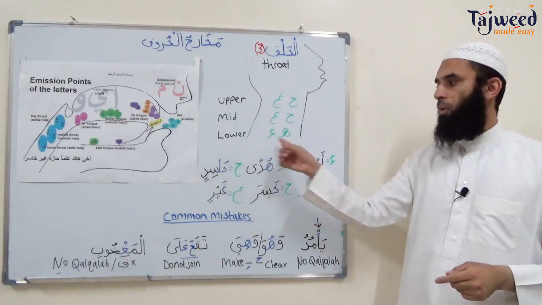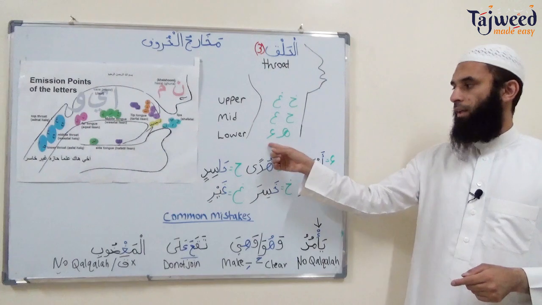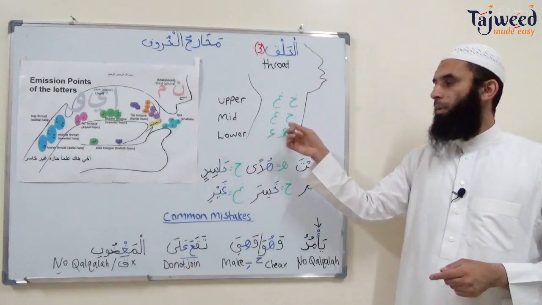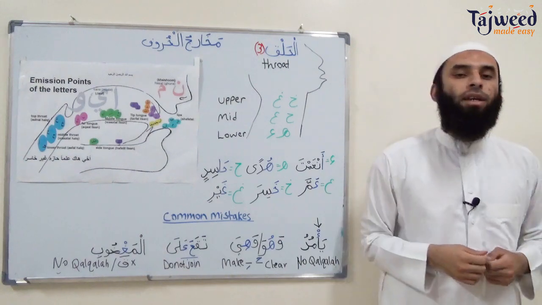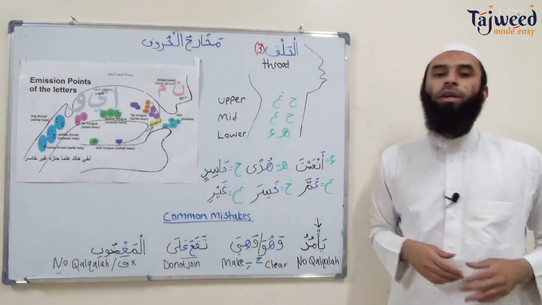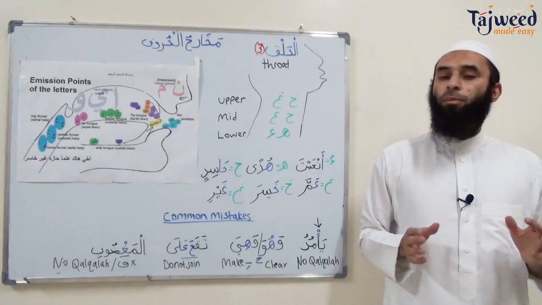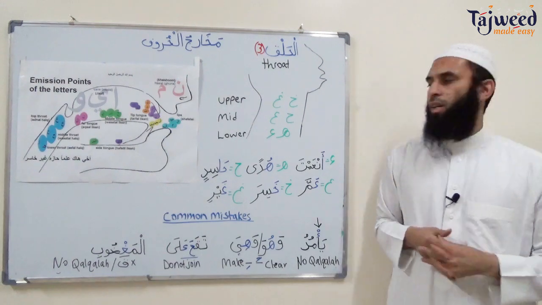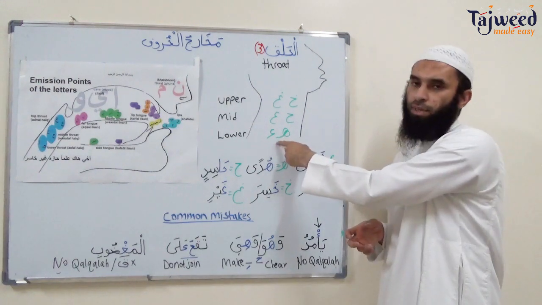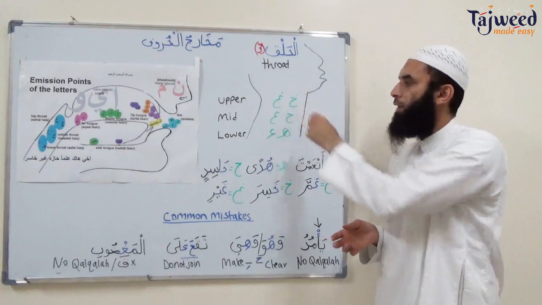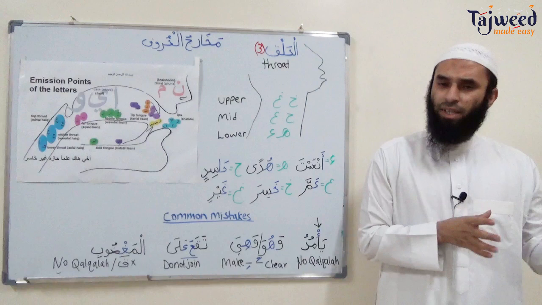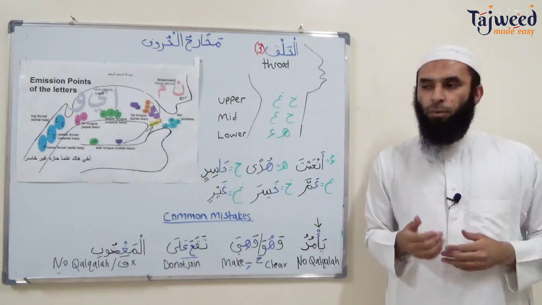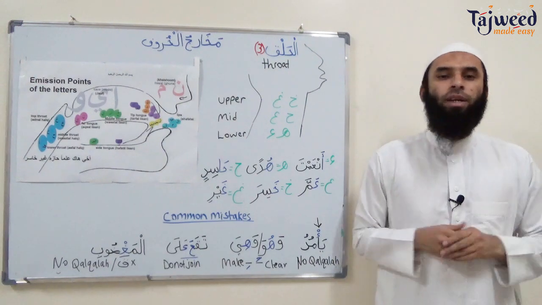Number 1, in the lower part, hamza and ha. Number 2, in the middle part of the throat, ha and ayn. Number 3, in the upper part, kha and ghain. These 6 letters, throat letters, are very uncommon in many languages. In the English language, there's just hamza and ha only. As for ha, ayn, ghain, kha, they're not pronounced in the English language. So those who are from English-speaking backgrounds, we just have to put a little bit more effort, and with practice, inshallah, we'll get it right.